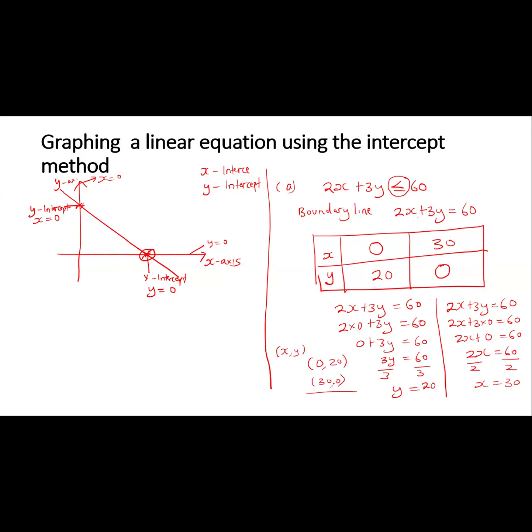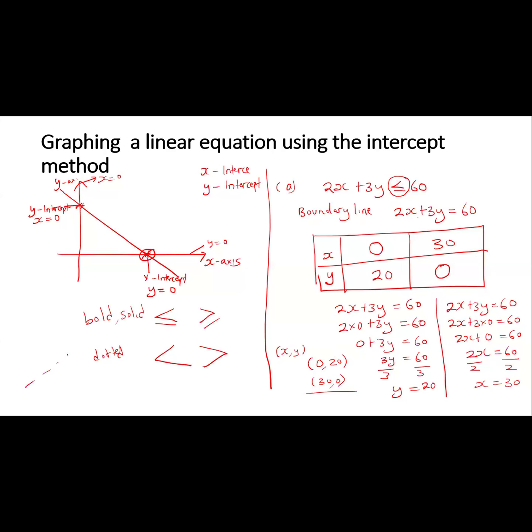Then plot those points. You don't need to look very far. The only thing you need to know is that when it is less than or equal to, or greater than or equal to, the boundary line will always be a solid line. When it is less than or greater than, the line is going to be dotted, whenever there is nothing like equal.